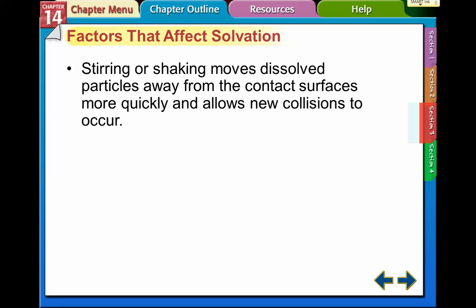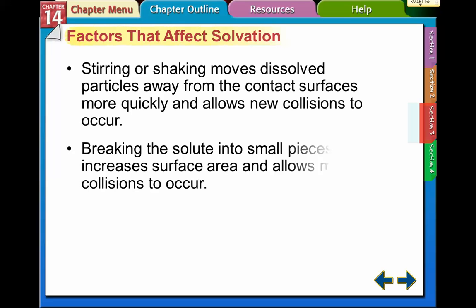Factors that affect solvation: we know if we want to stir or shake something, like you put your sugar in the iced tea and it just sits there at the bottom, maybe it'll eventually dissolve. But if you want to get the dissolving process moving more quickly, you're going to stir it up, shake it up, move it around. So breaking the solute into small pieces increases the surface area.